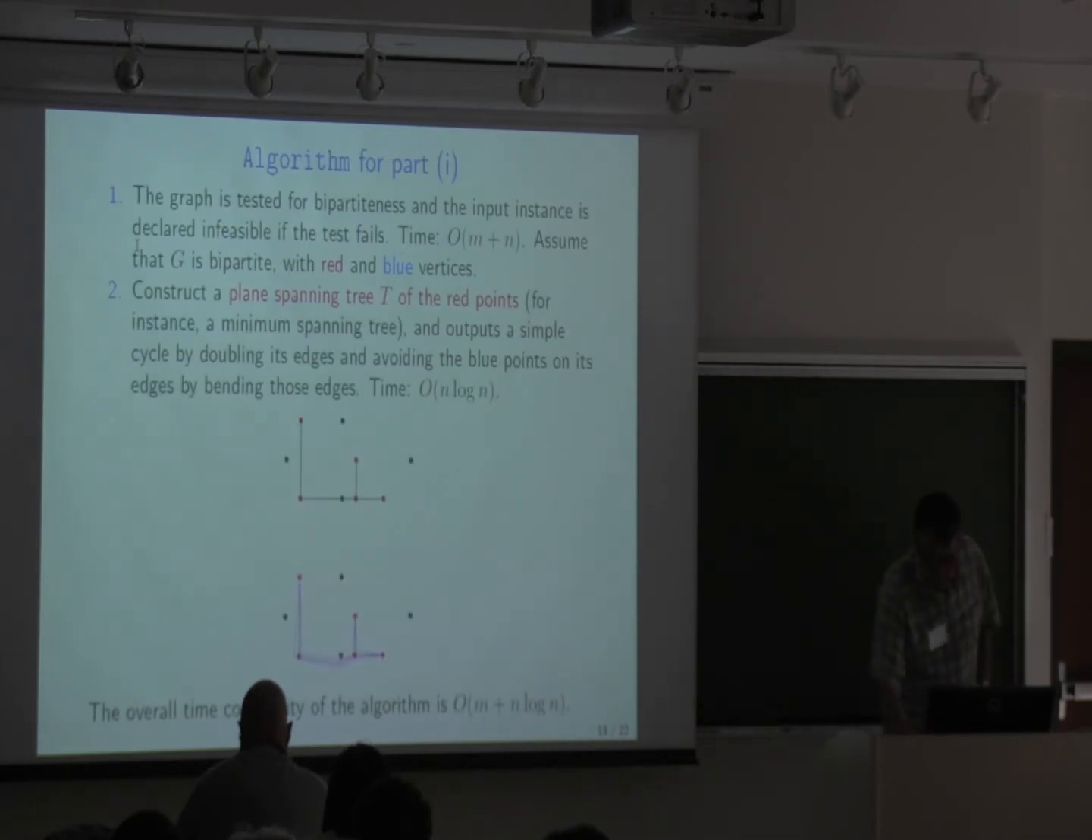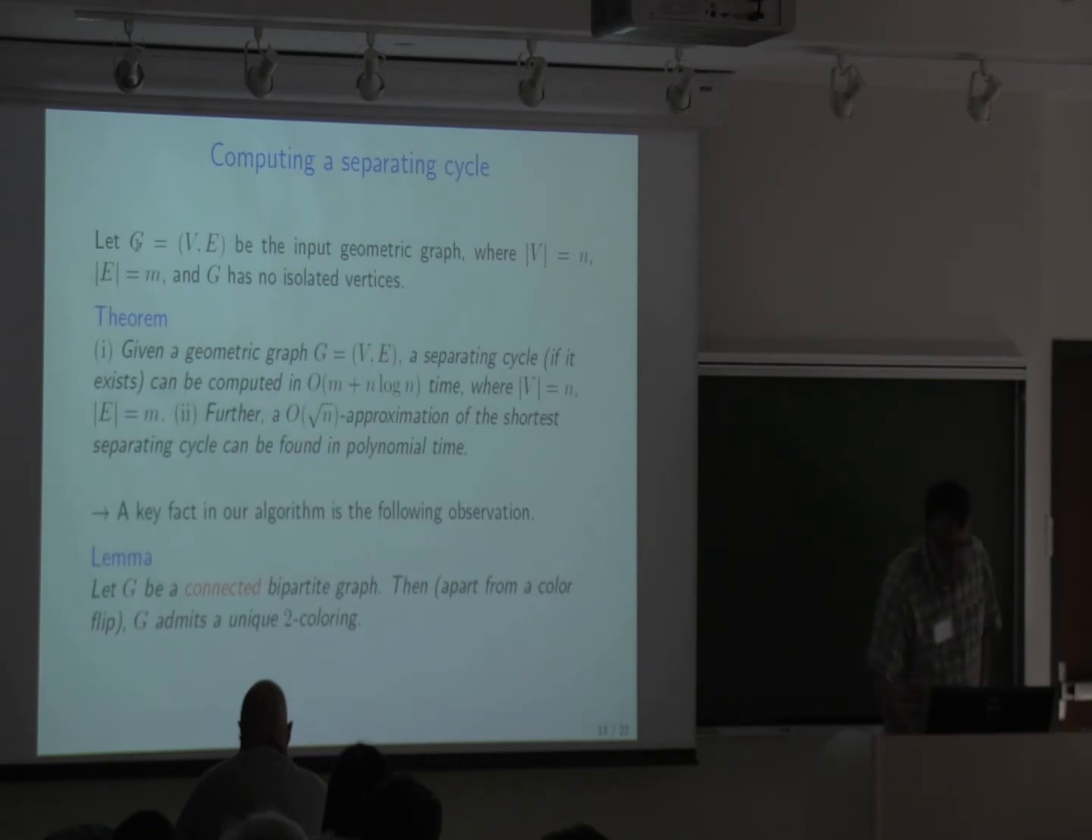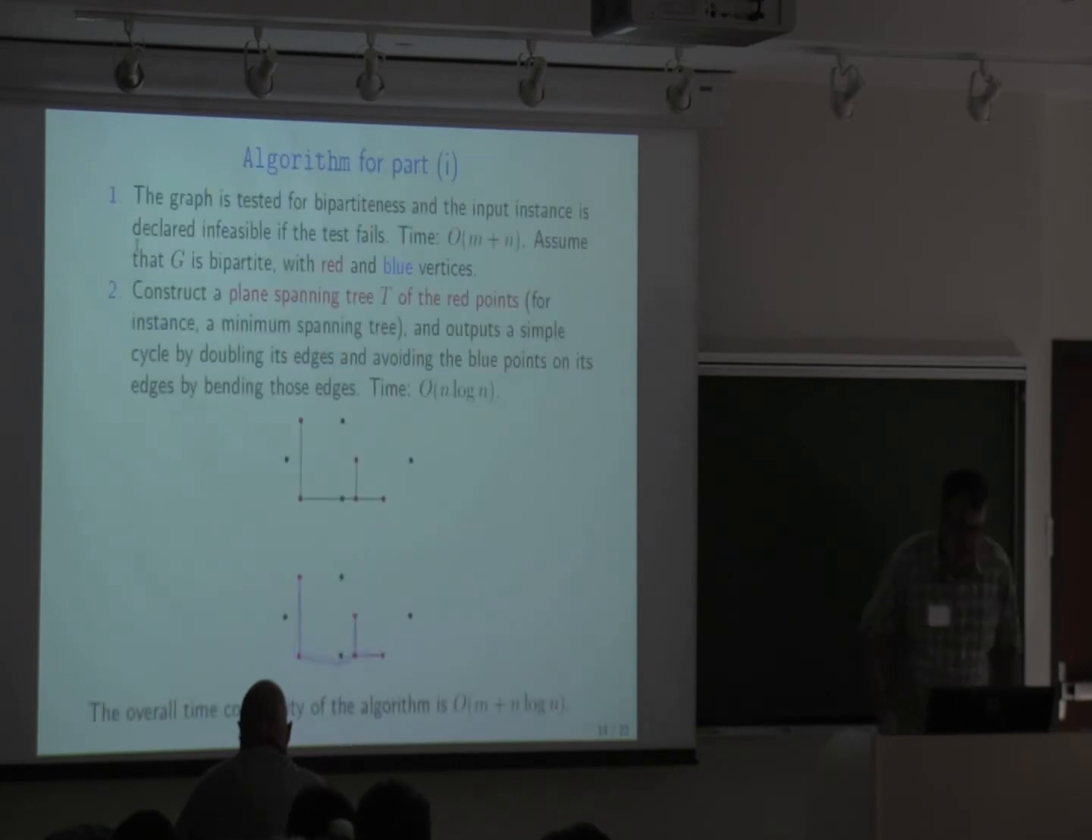So for the first part, which was just to compute the separating cycle, you can test if your input is bipartite. If not, it's infeasible, and otherwise you have this coloring, red and blue, and make a spanning tree for the red points and proceed as before.